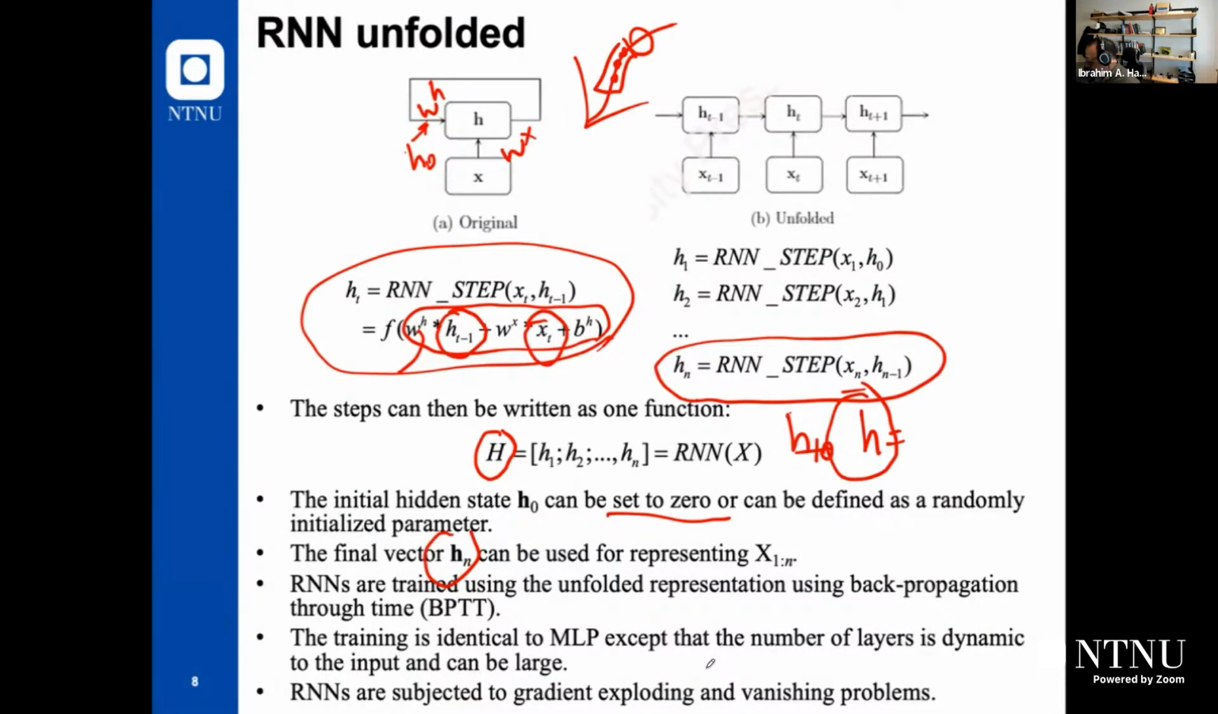RNNs are subject to gradient exploding and vanishing problems. This is a very large problem here, in fact. And maybe it was one of the reasons RNN was not attracting too much attention, because of those gradient exploding and vanishing problems. But of course, in advanced versions of simple RNN, like GRU and LSTM, they do not have this problem.